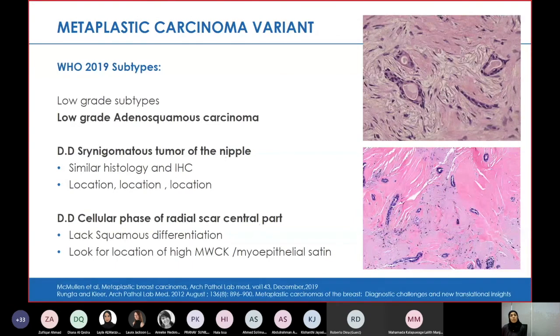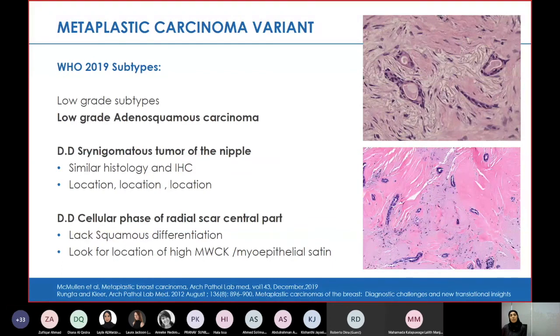For the variants in the WHO, we have a low-grade subtype and a high-grade subtype. In the low-grade subtype, we have low-grade adenosquamous carcinoma, and in this entity there is a glandular differentiation and a squamous differentiation in a bland spindle cell background. This, by the way, can look exactly like a syringomatous tumor of the nipple, by histology and by immunohistochemistry, and the only differentiating information will be the location.